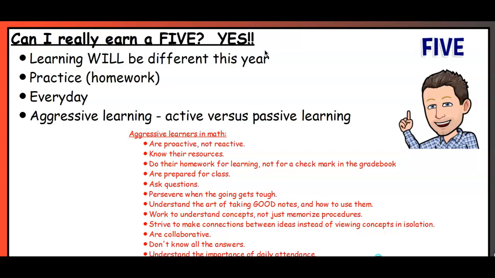And then finally, aggressive learners understand the importance of daily attendance. Now, daily attendance for us is going to mean attending every Zoom session. I'm only going to get to see you live twice a week, except for possibilities of extra help and additional opportunities that I offer. But we're going to get 2 Zoom sessions a week in which we have to do a lot. So everybody's expected to be in every Zoom session.